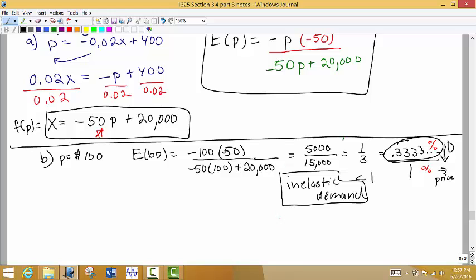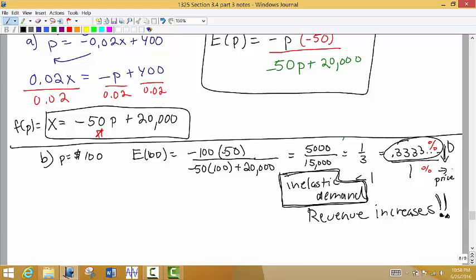Okay, what does that tell me? That tells me that my revenue will increase. So my demand is not affected. My customers here are not price sensitive. They're price insensitive. I raise my price 1%. My demand is only going down by 0.33%. So it's not going down that much. So I would like to raise my price, because if I raise my price, my revenue will increase.